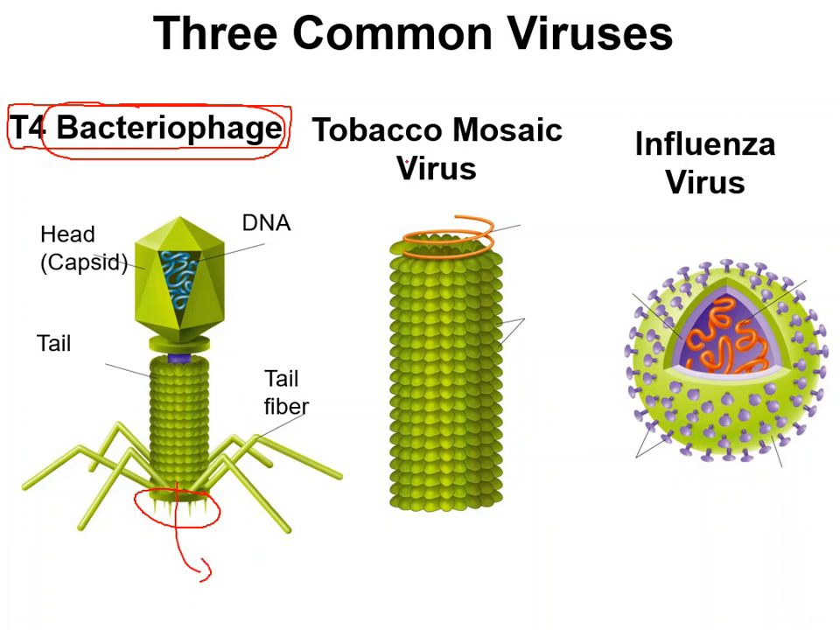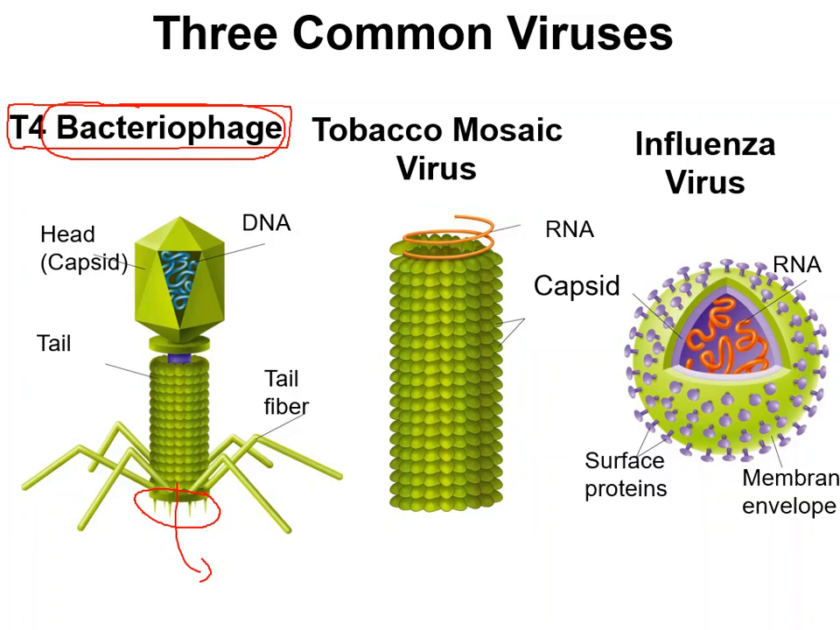host bacteria. Here's a tobacco mosaic virus, but again, the main parts are still there. You have the genetic material surrounded by a capsid, and the same thing here with the flu virus, right? Genetic material surrounded by a capsid, and there are surface proteins that serve to recognize and bind to surface proteins on the host cell.